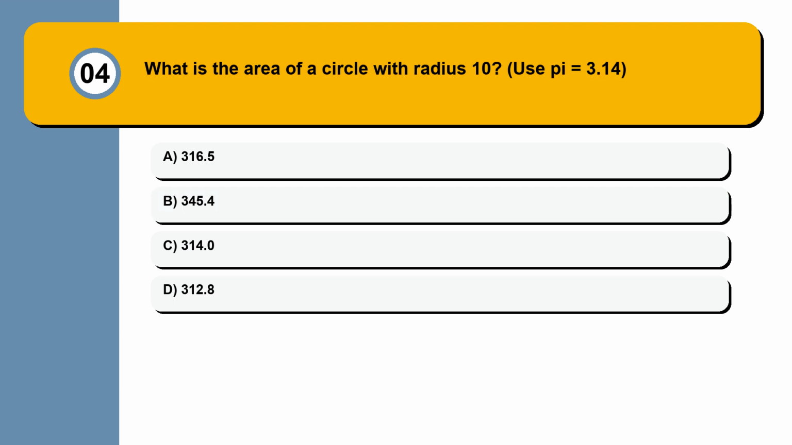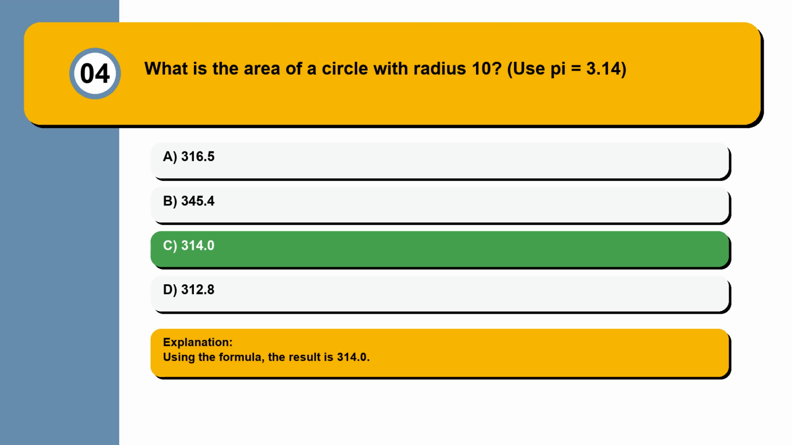Question 4. What is the area of a circle with radius 10? Use pi equals 3.14. 316.5, 345.4, 314.0, 312.8. Using the formula, the result is 314.0.